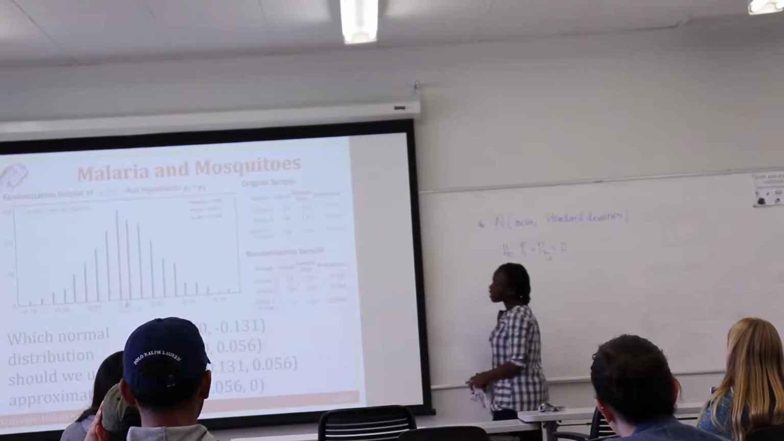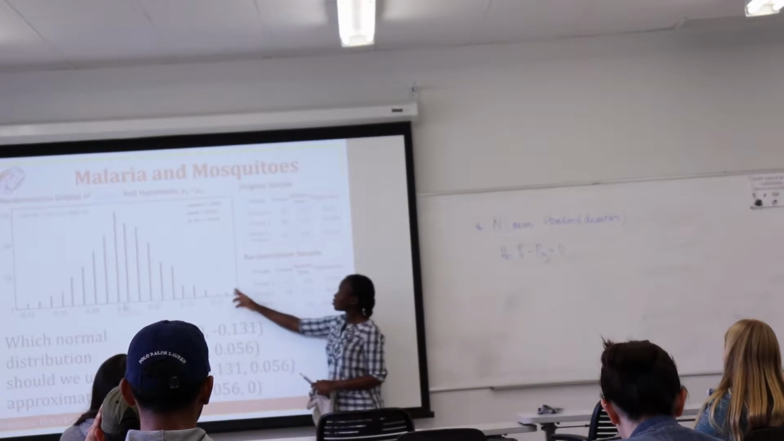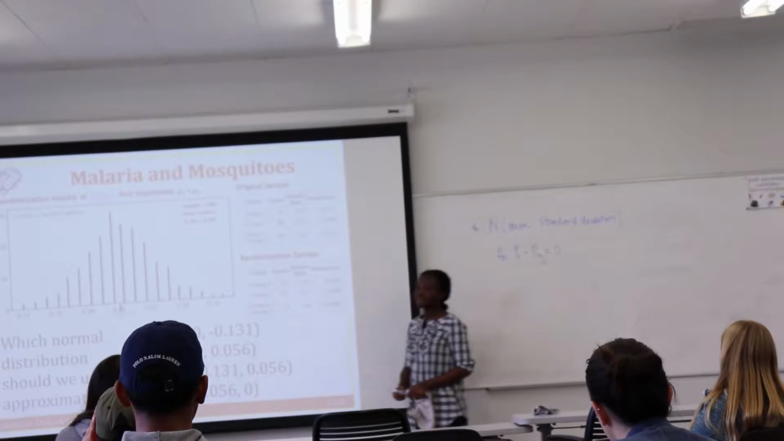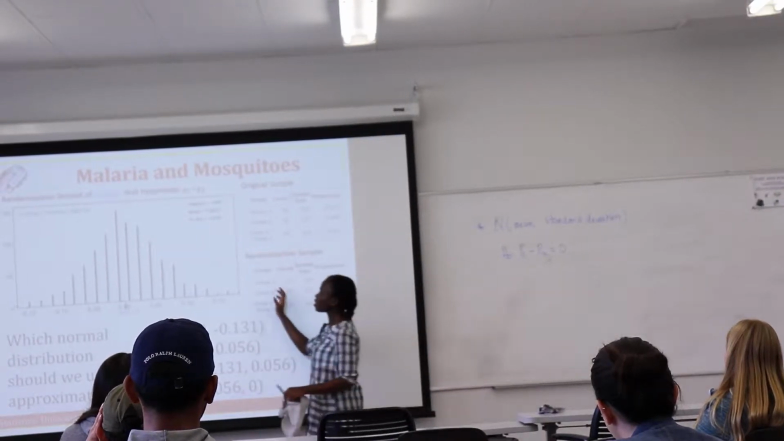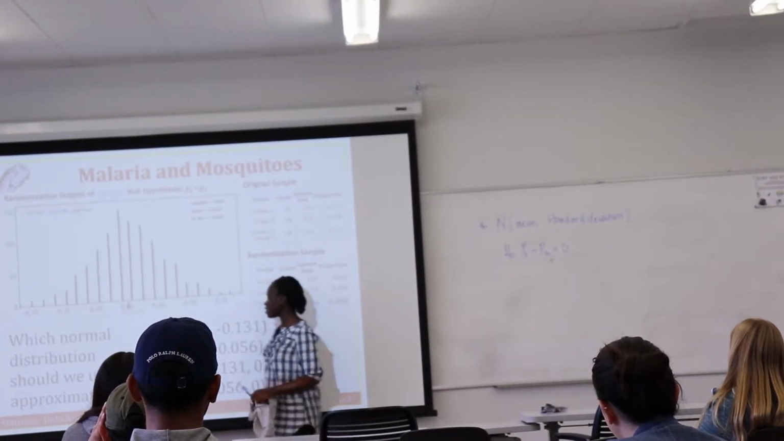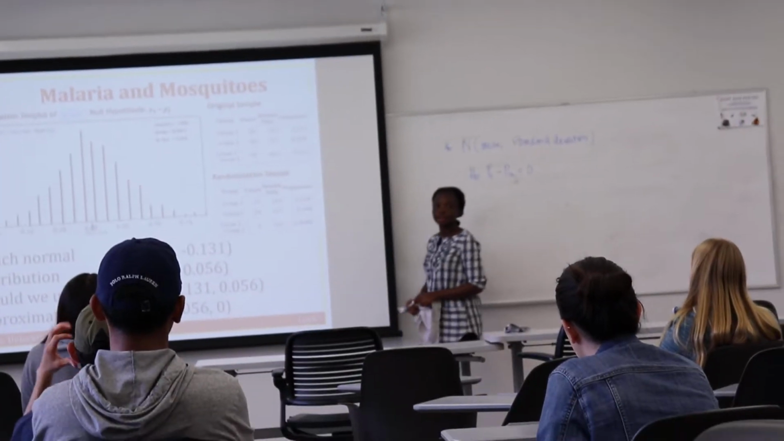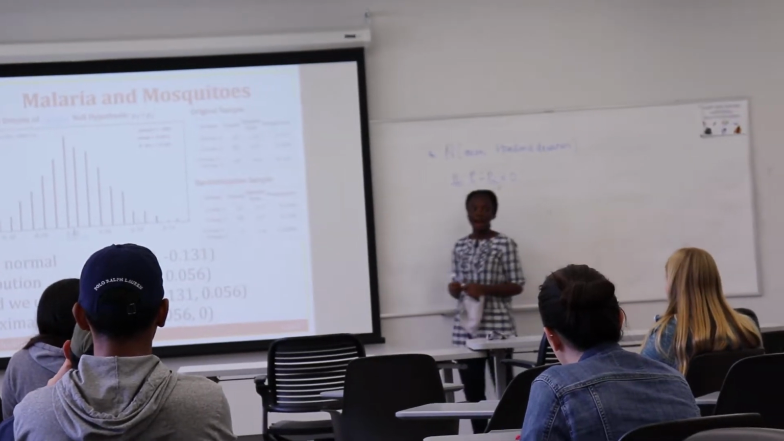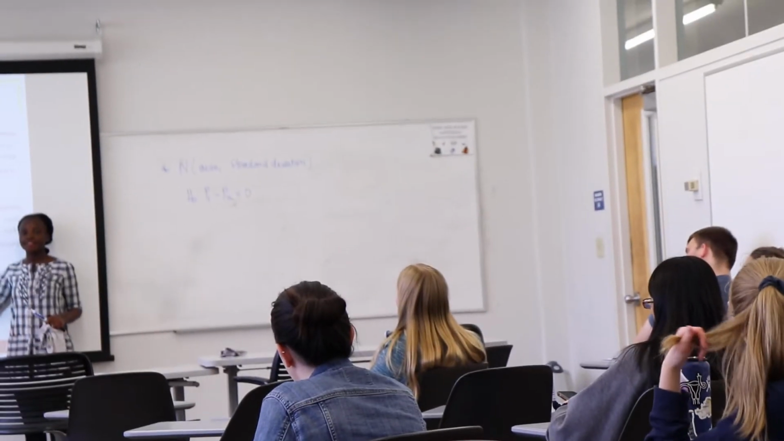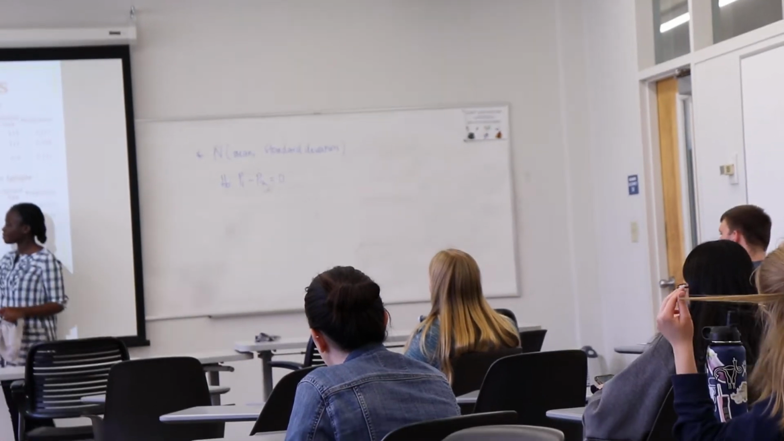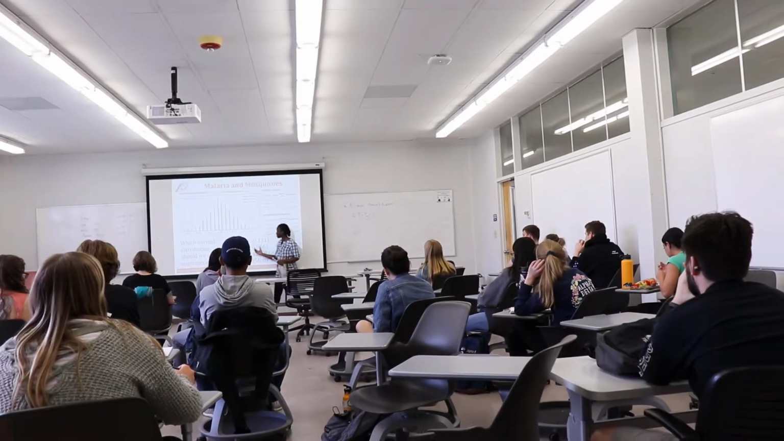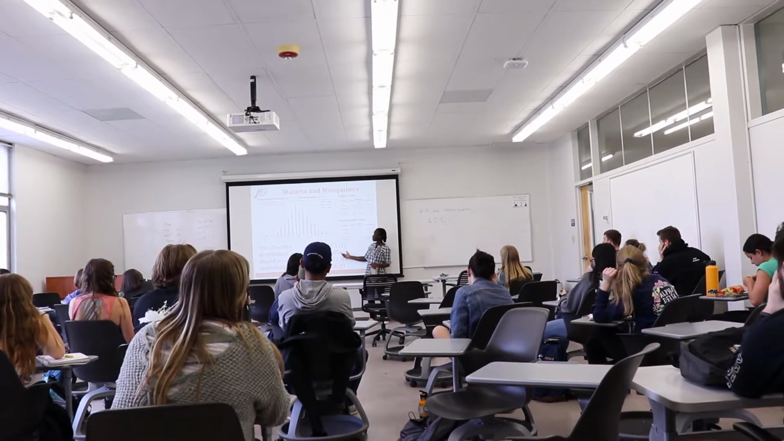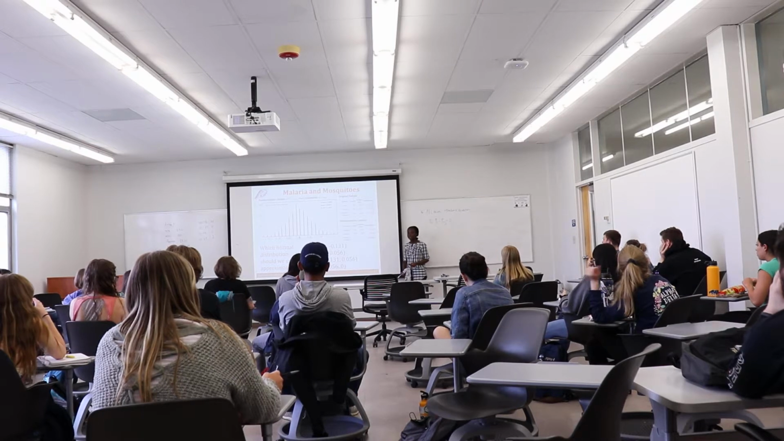Looking at the diagram, you can see that the standard deviation is 0.056. That is the standard deviation of this distribution. Looking at the possible answers, which one corresponds? B. We have the null because the distribution is centered at 0, and the standard deviation is 0.056. So the right answer is B.